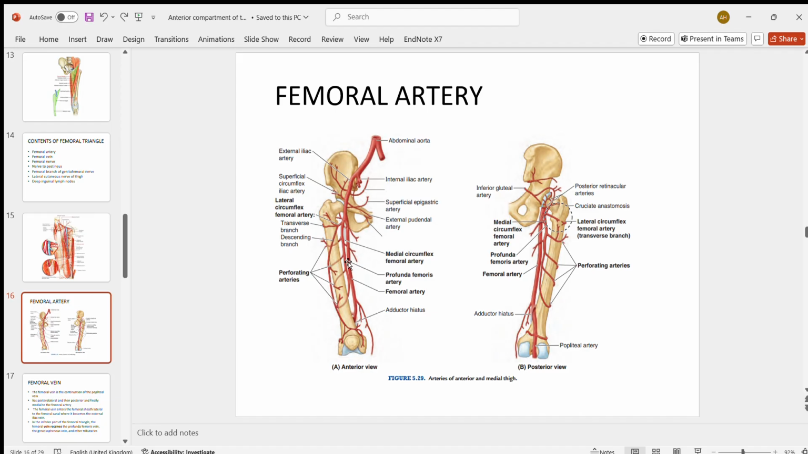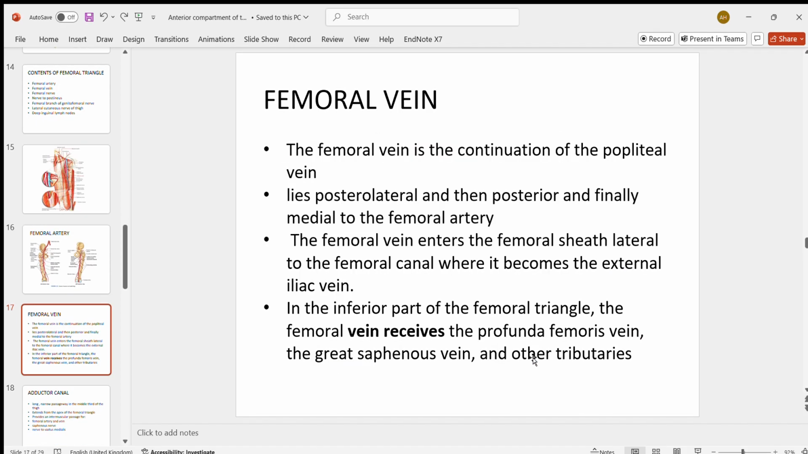Firstly, it passes between the adductor longus and adductor brevis muscles. Further down, it is passing between adductor magnus and adductor longus muscle. Then it enters through an opening in the adductor magnus and continues down as popliteal artery behind the knee. Here, this is femoral artery going down and continuing as popliteal artery behind the knee or in the popliteal fossa.